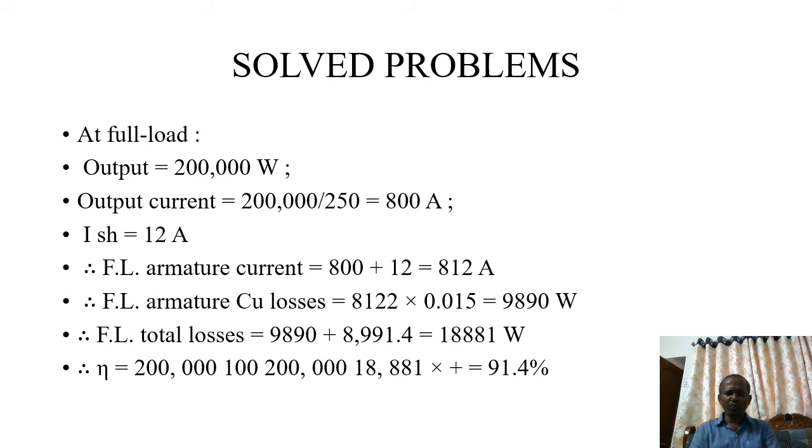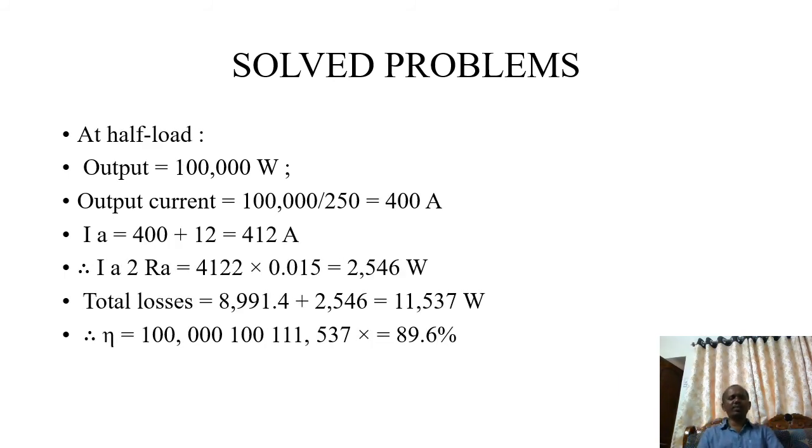So output is given in the problem, that is 200 kilowatt. Input is equal to output plus losses. So full load losses are also calculated, and you can write here 200 kilowatt divided by 200 kilowatt plus 18,881, into 100, which is equal to 91.4%. That is the efficiency of the machine.